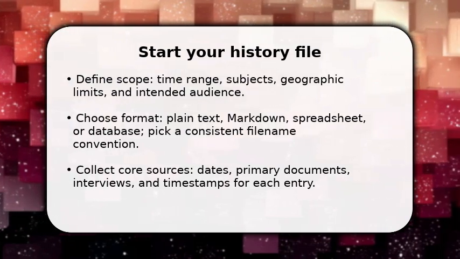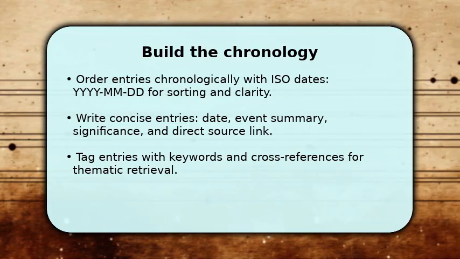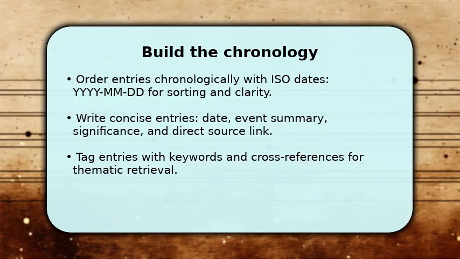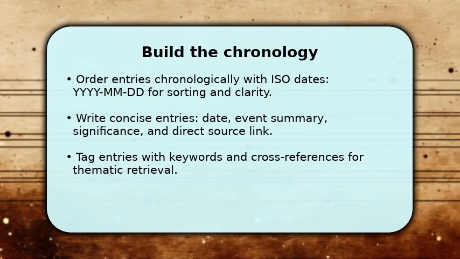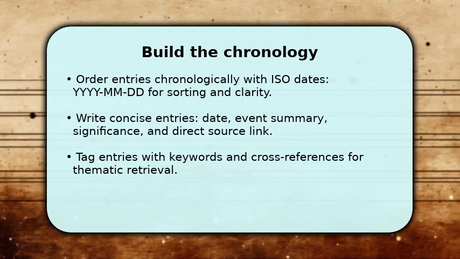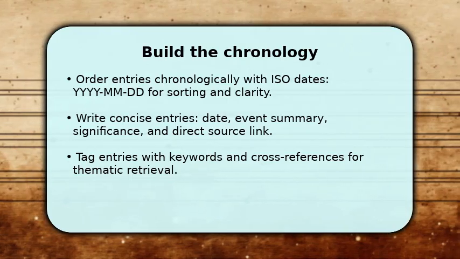Now you structure and populate the middle. Sequence entries by ISO date so sorting is automatic. You should write each entry with a short lead sentence, context paragraph, and a citation note explaining why the item matters. Once done, add tags and cross-references to connect related events and include version notes if you revise content.